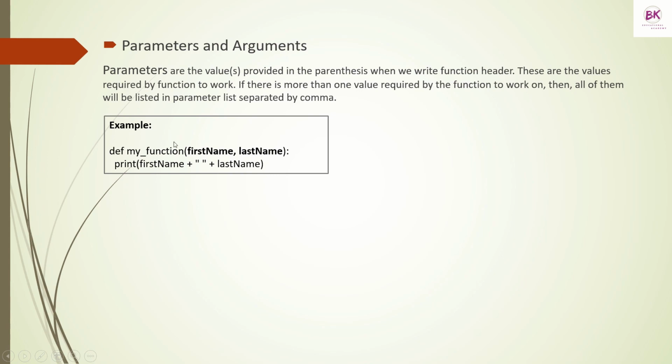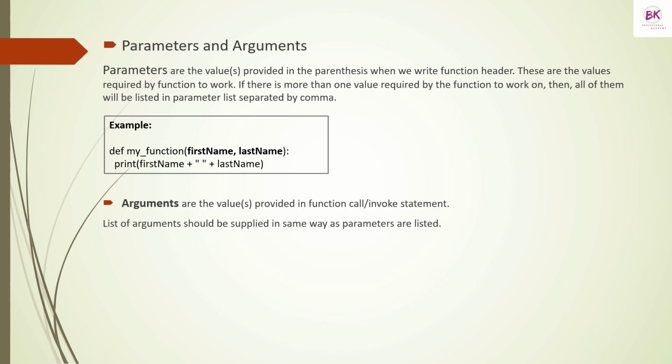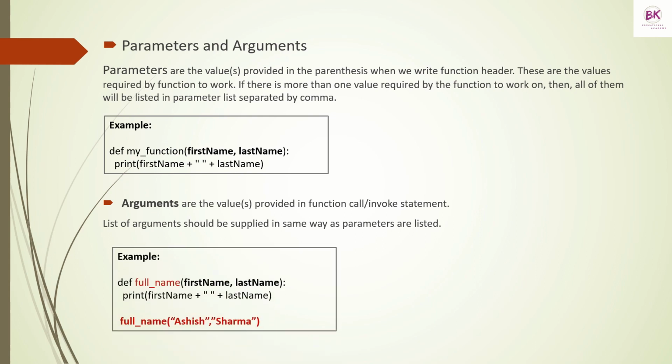What I'm doing is I'm just printing the full name of the person by adding the first name and last name strings. So what are arguments here? If I'm saying that first_name and last_name are the parameters, so what are arguments? Arguments are the values provided in the function call or invoke statement. The list of arguments should be supplied in the same way as the parameters are listed. So the order of supplying the arguments is the same order as we have created the parameters in the main function. Right?